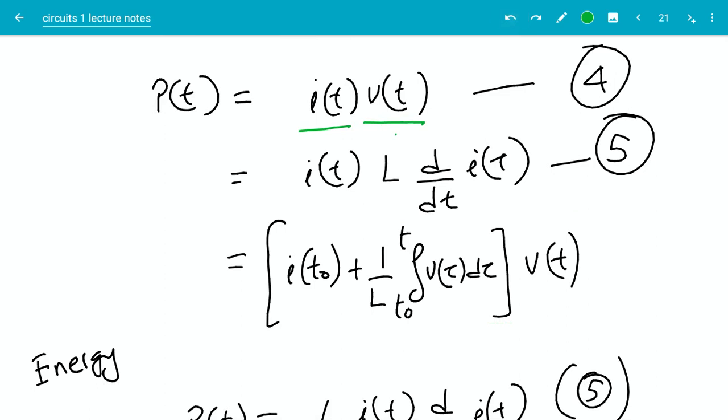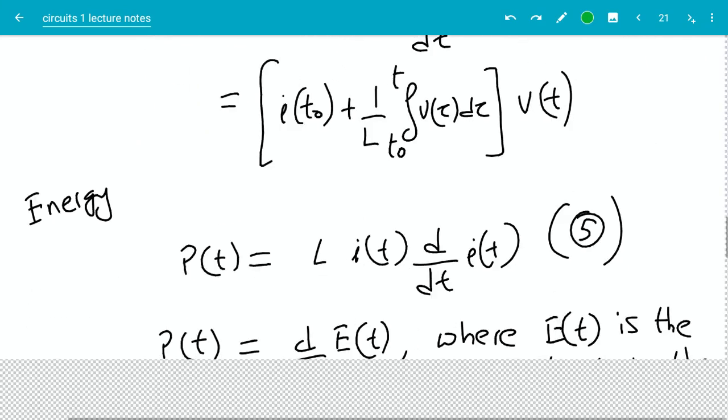But usually equation 5 will be very helpful because we don't want to deal with these messy integrals. Differentiation is easy, right? So if you're given a voltage, you can convert that into current, and then you just use this equation. Okay, so equation 5 basically represents power at a given time in terms of the current at that particular time. Okay, all right, so now let's look at energy.